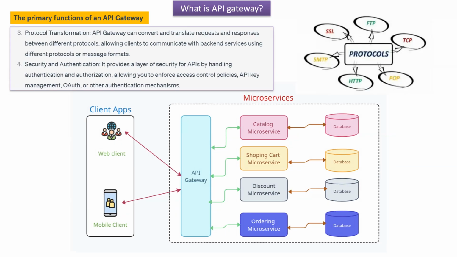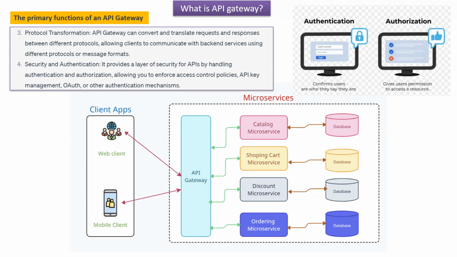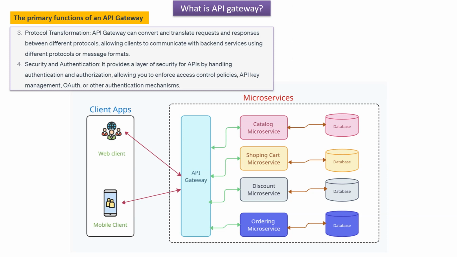The third point is protocol transformation. API gateway can convert and translate request and response between different protocols, allowing clients to communicate with backend services using different protocols or message formats. And the fourth point is security and authentication. API Gateway provides a layer of security for APIs by handling authentication and authorization, which allows you to enforce access control policies, API key management, OAuth, and other authentication mechanisms.